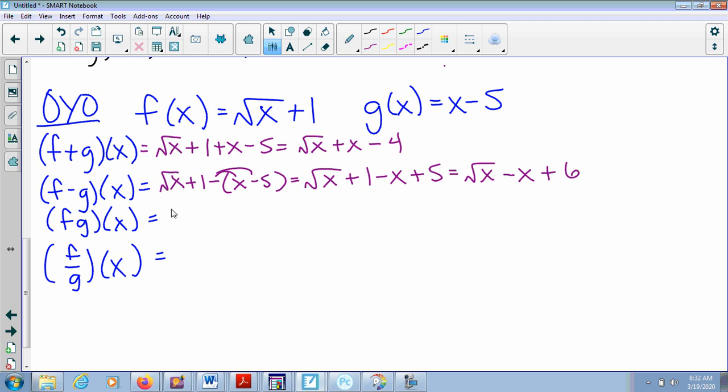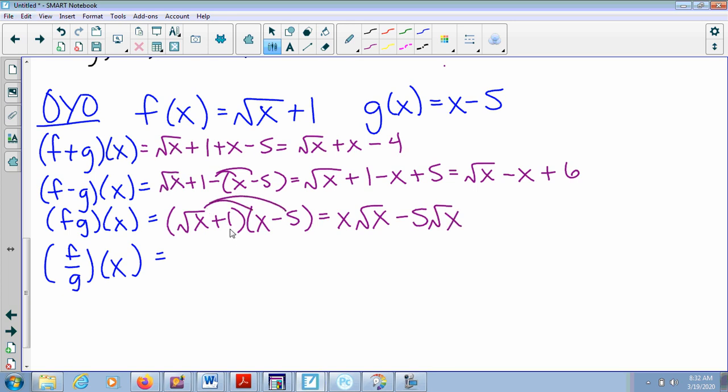Okay, the next one we multiply. So square root of x plus 1 times x minus 5. So the square root of x times x, that is just x root x. The square root of x times negative 5, negative 5 root x. These are these first two. Now we'll do the other ones. 1 times x, x. And 1 times negative 5 is negative 5. We can leave it like that. Nothing else we can really do right now. And then for our last one, our most favorite one, just put the f on the top, square root of x plus 1, and the g on the bottom, x minus 5.